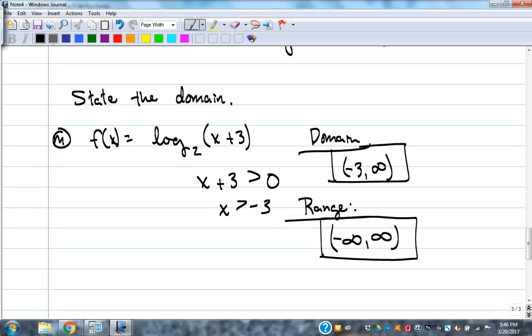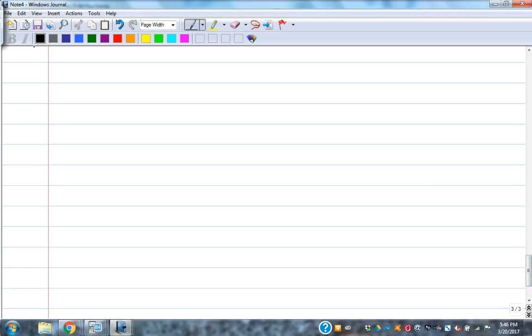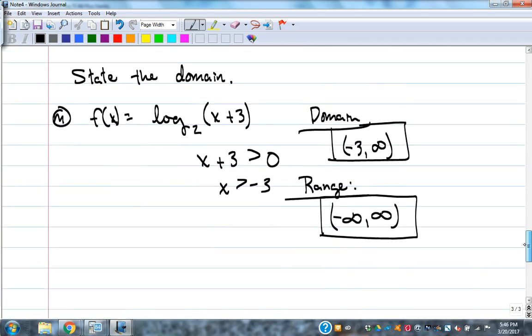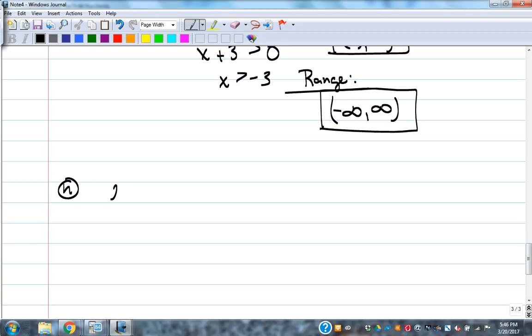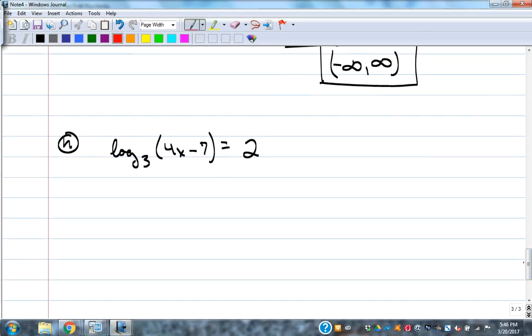Let's solve a few equations and we'll get out of here. Just a couple here, and I'll kind of show you what I'm after. Log base 3 of 4x minus 7 is equal to 2. And then what you want to do to solve a log equation is turn it exponential. So let's rewrite this as an exponential. That's why we even did that at the beginning of the section. So that would be 3 squared is equal to 4x minus 7.